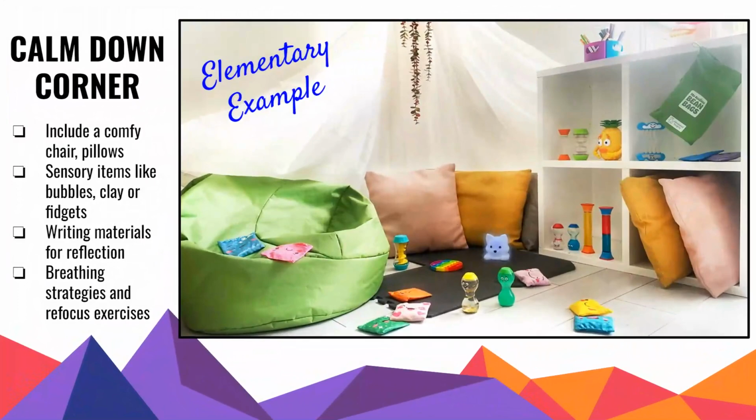Some of the things that we can do in this component to really encourage that is having a calm down corner. Some people call it the peace corner, and there are other names as well. But this includes a comfy chair that scholars can sit in. It may have some pillows, sensory items like bubbles, clay, or fidgets. Bubbles help our scholars regulate their breathing. Clay or fidgets help with that tactile touch for scholars that need to touch something or need textures that can be calming. Writing materials for reflection.